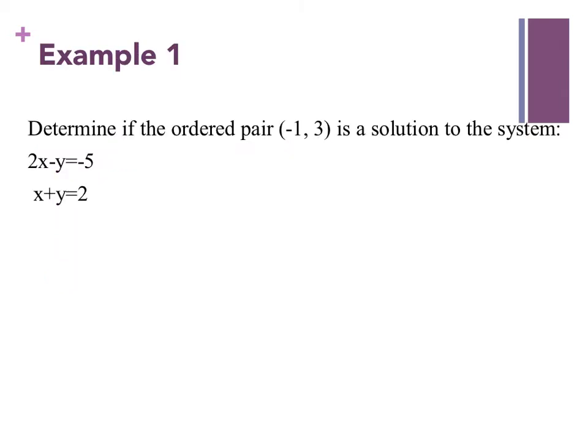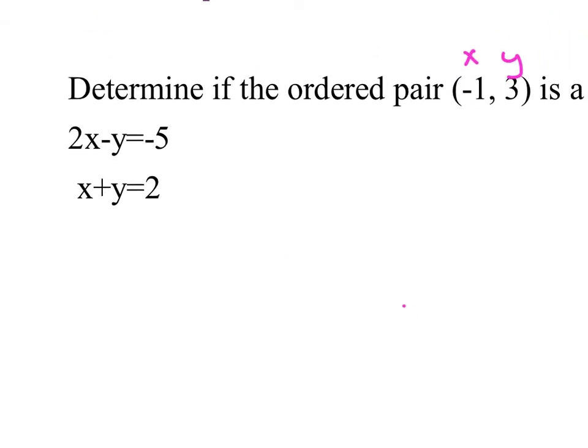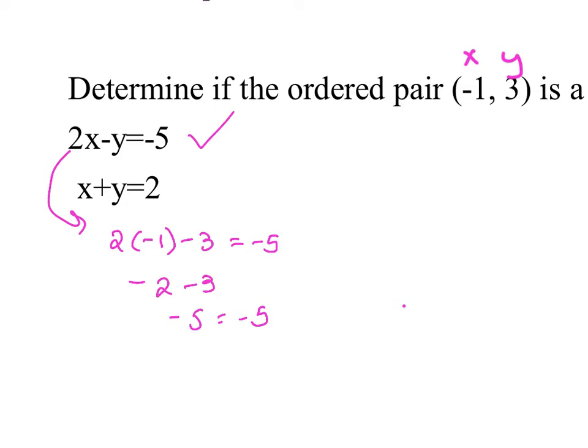So this first one is just to check, right? So it says determine if the ordered pair (-1, 3) is a solution to the system. So the -1 is my x, the 3 is my y, and I just want to plug them into each one. So if I start with the first one, 2 times -1 minus 3 equals -5. -2 minus 3 is -5. And because -5 equals -5, I know it works for the first one. And then I want to do the same thing for the second one. So -1 plus 3 is 2, and -1 plus 3 is 2. So because 2 equals 2, I know that this is a yes.